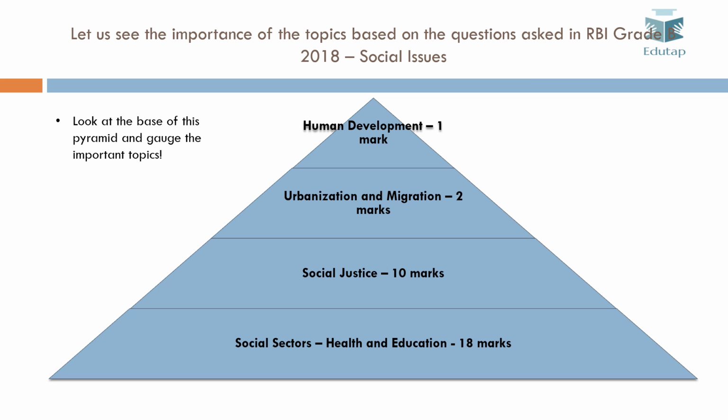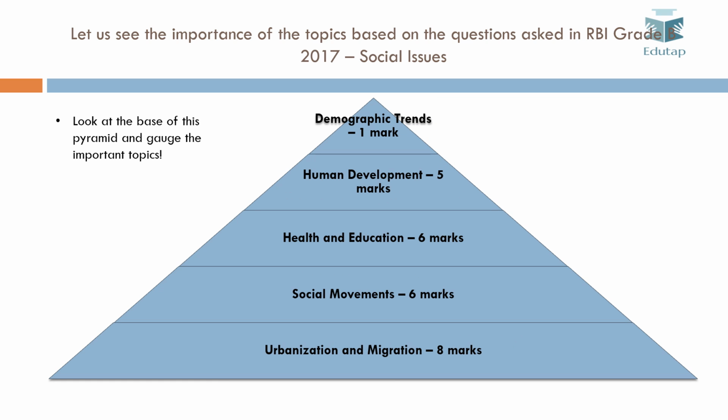Coming to the pyramid again, you can see 18 marks from social sectors, that is health and education, 10 marks from social justice, then 2 marks from urbanization and migration, and the human development chapter had 1 mark coming out of it, right? Now this is a pyramid based on the questions asked in 2017. Here you can see that social movement was included, but in 2018 we did not have a single question from this particular chapter. From demographic trends we had a question in 17, but in 18 we did not have one.